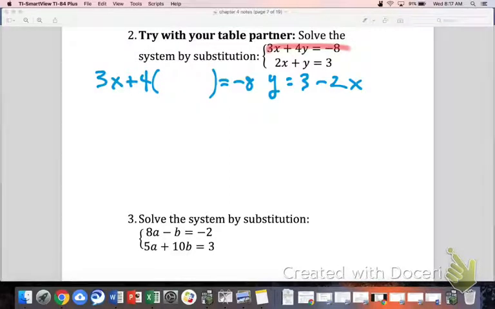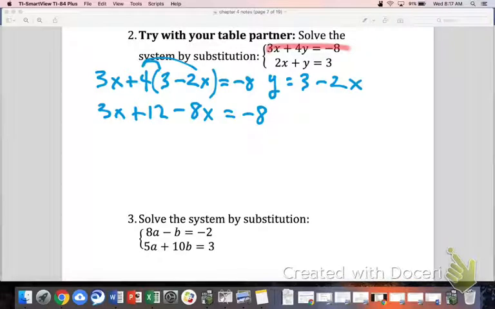And what is the only thing that I can put in place of the y? Negative 2x plus 3. Yeah, exactly. So I'm going to put that right here. And at this point, I have definitely completed my substitution. I've removed the y, and I put the 3 minus 2x in its place. What property comes next? Distributive, yeah. So the 4 gets distributed across those parentheses, giving me 3x plus 12 minus 8x equals -8. I wanted to make sure we navigated that step correctly.